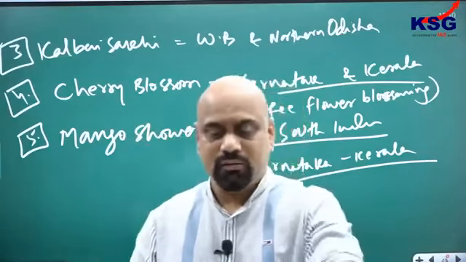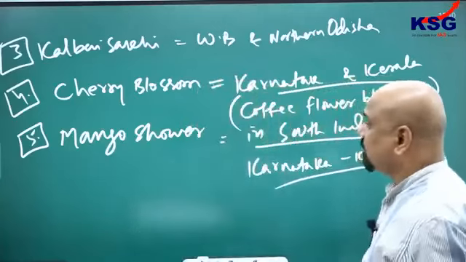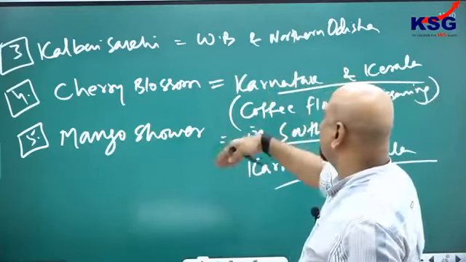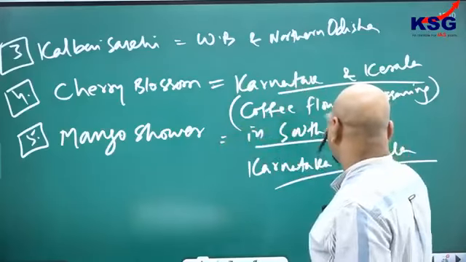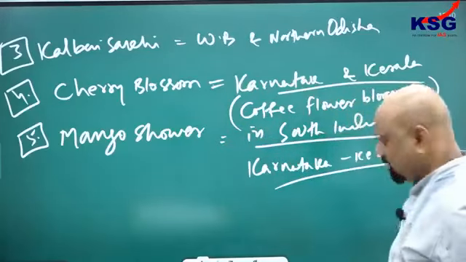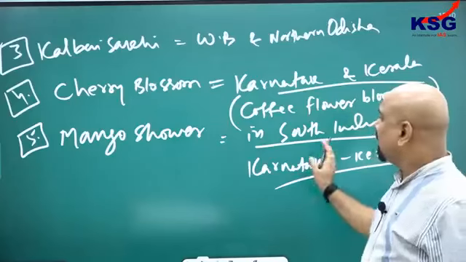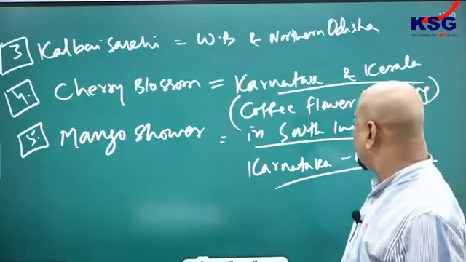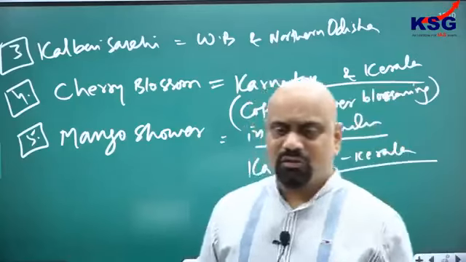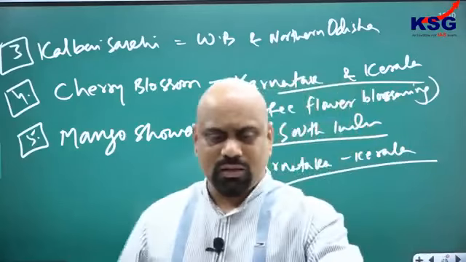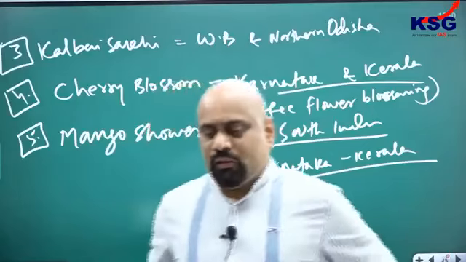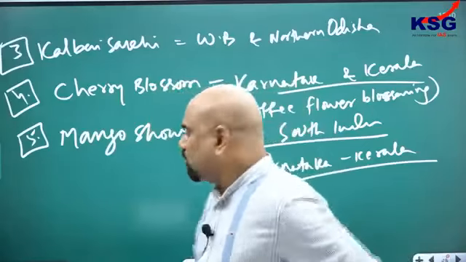I said we have Kal Vaishakhi, West Bengal, Northern Odisha, cherry blossom, Karnataka and Kerala, where it is known as coffee flower because of blossoming of the coffee flower, and you have the mango shower in South India, Karnataka and Kerala regions, mango shower. Okay? Fine, thank you. So it is also known as Bodoi Chila.